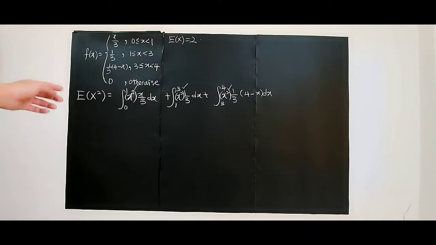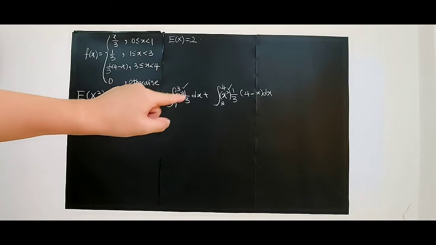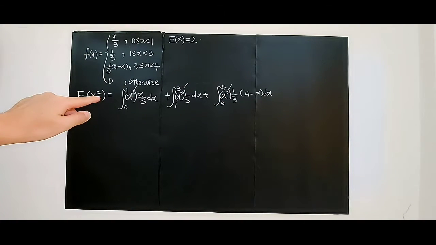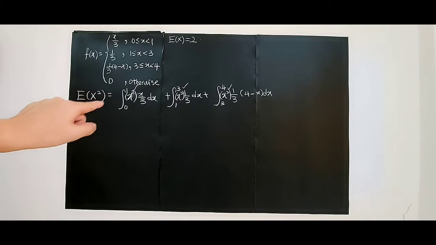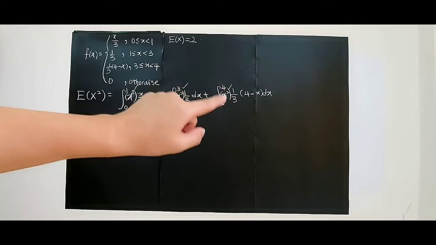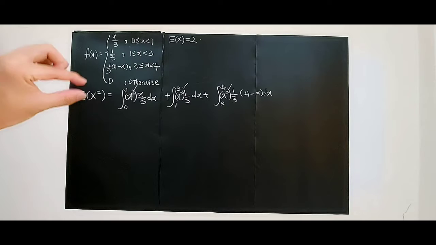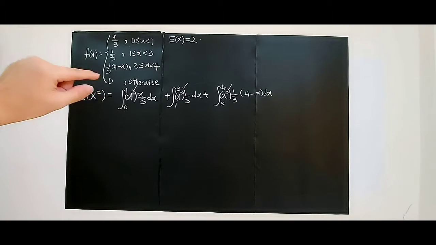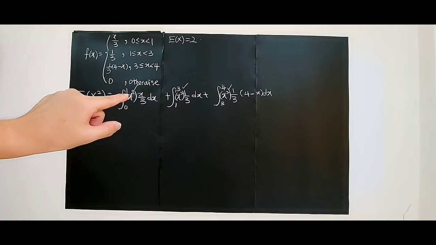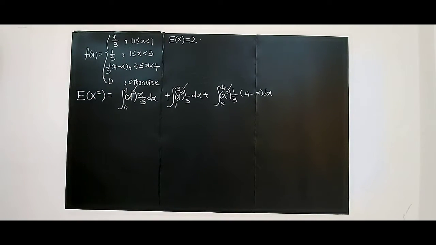So if the question requires you to find the expected value of x to the power of 3, you just multiply everything with x to the power of 3. If the question asks for the expected value of 1 minus x, you just multiply everything with 1 minus x. Expectation in general, of a function g(x), means you multiply all the integrals with g(x). That is what you must know.